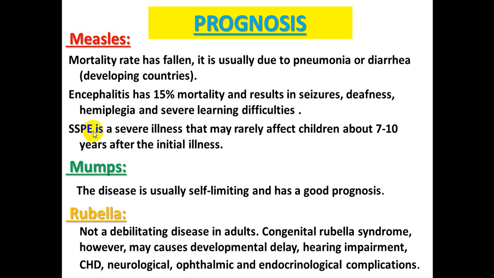Subacute sclerosing panencephalitis is a severe illness that may rarely affect children about 7 to 10 years after the initial illness. Prognosis of mumps, the disease is usually self-limiting and has a good prognosis. Prognosis of rubella. Rubella is not a debilitating disease in adults, while congenital rubella syndrome may cause developmental delay, hearing impairment, congenital heart disease, neurological, ophthalmological, and endocrinological complications.